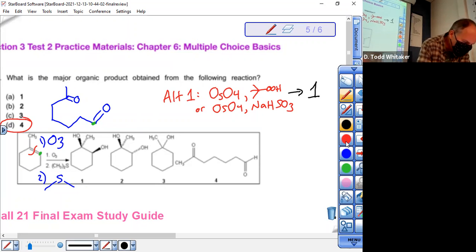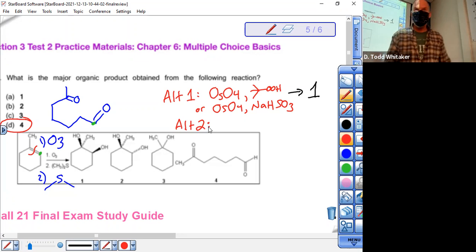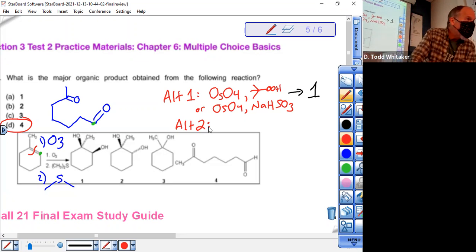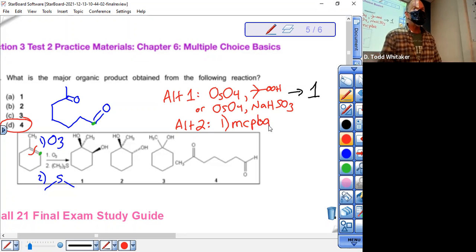Alt 2 is a cool one because we didn't learn a reaction that makes Alt 2, but we learned 2 reactions that will get us to Alt 2. If you make an epoxide in the first step, you can use MMPP, or even MCPBA, or peracetic acid. I think those were the 3 you're responsible for. Look in a previous video, it says you better know these 3 peracids. And then you open the epoxide with a backside attack to create the second OH.